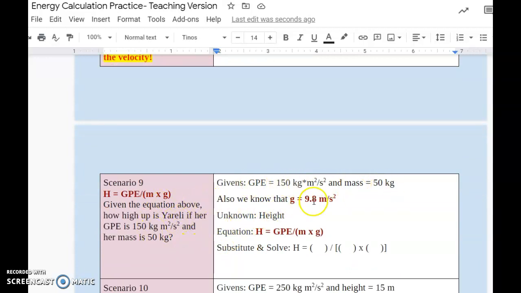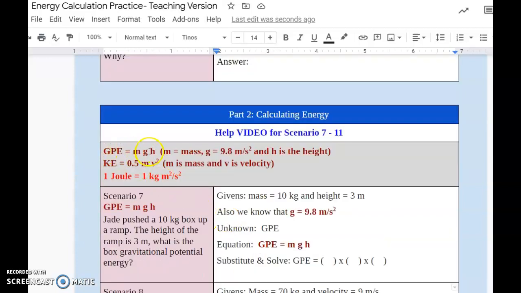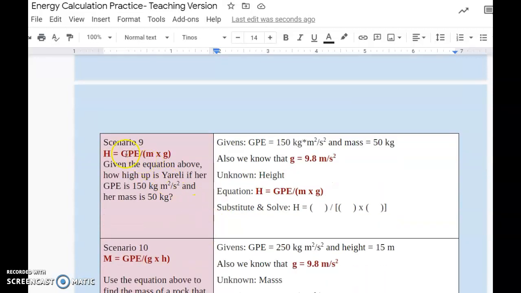So with that, the next question, you list what you know and what you don't know from the question. You know G always, because for Earth it is roughly 9.8 meters per second squared. And you're looking for height. So if you take this equation and you rearrange it to find height, you would divide both sides by mg, and you would get GPE divided by mg equals height. Because when you divide both sides by mg, this disappears and you have h by itself. So that's how I get this equation right here.